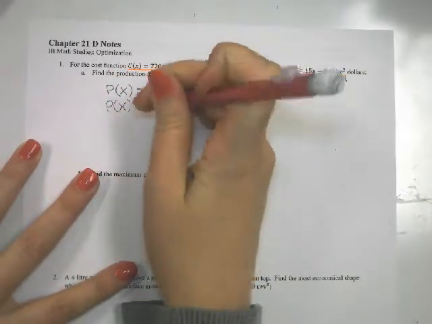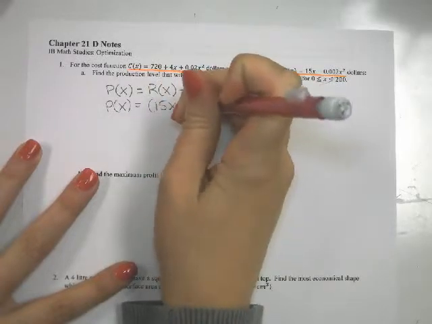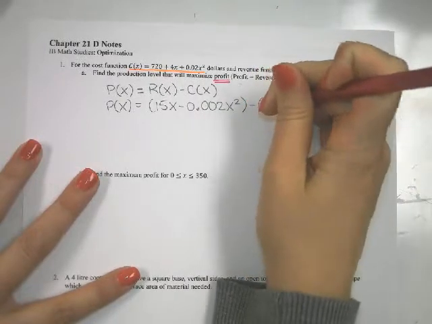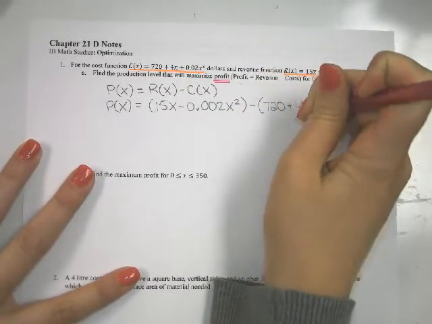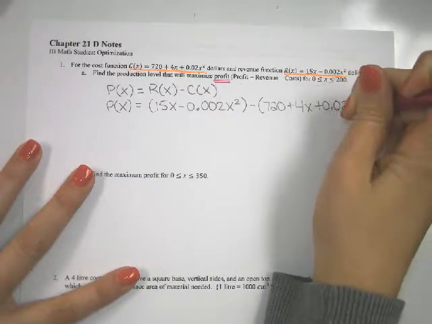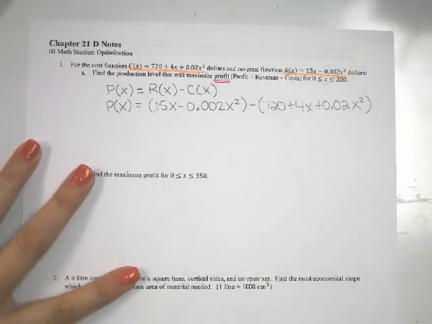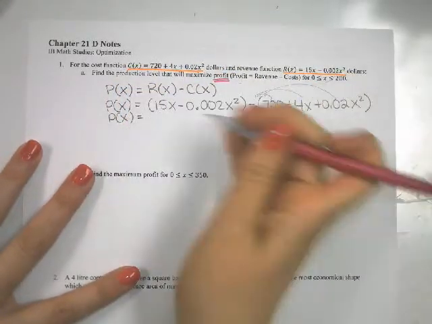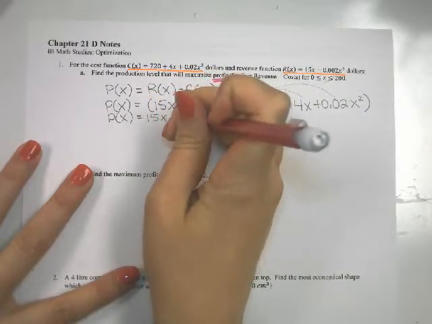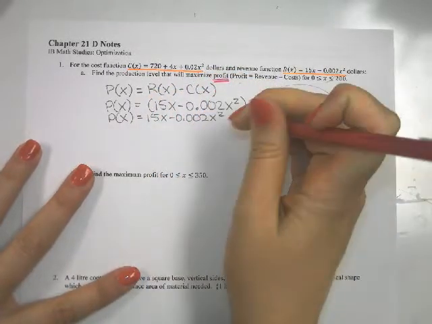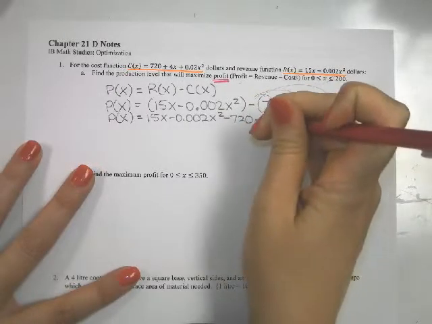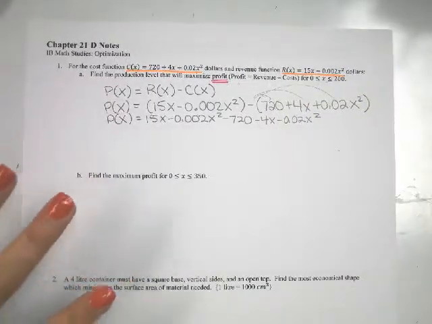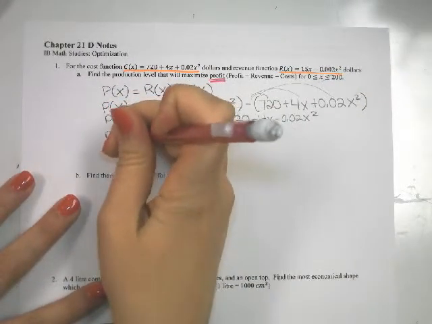So my profit is equal to, my revenue is 15x minus 0.002 x squared. I'm going to take away the cost, 720 plus 4x plus 0.02 x squared. So my profit function for this, we'd have to distribute the negative into those parentheses. Minus 720 minus 4x minus 0.02 x squared. We're going to put our like terms together.